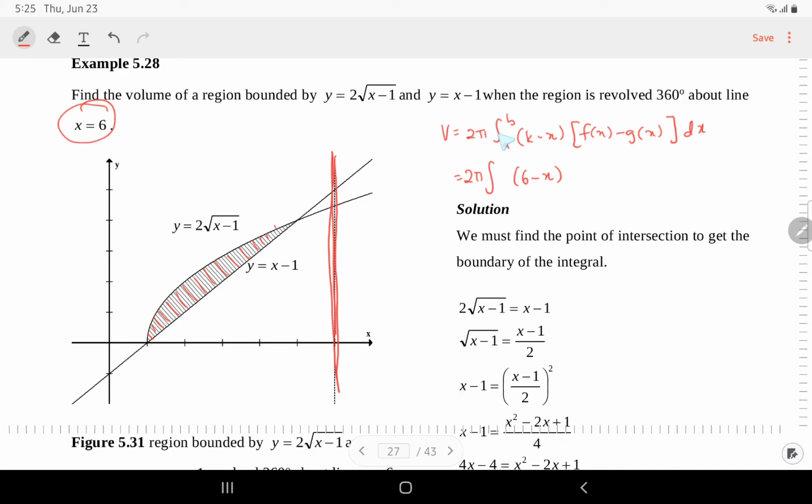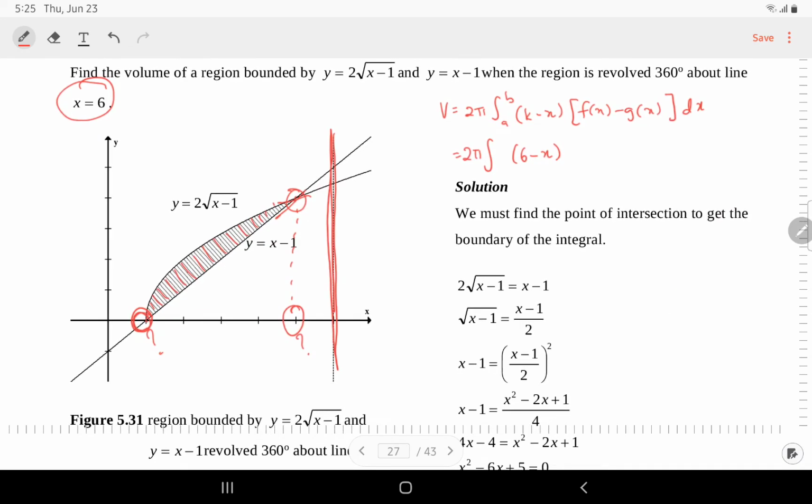So integrate daripada berapa ke berapa. Okay, A dengan B ni mesti point X. So maksudnya point dekat sini berapa dan di sini berapa. Okay, so dekat sini dia tak bagi nombornya berapa. So kita kena find out. Macam mana nak find out? Ini adalah point dekat sini adalah point dekat sini, dan point dekat sini adalah intersection between these two function. So kita buat intersection, nak cari nilai X lah macam tadi.